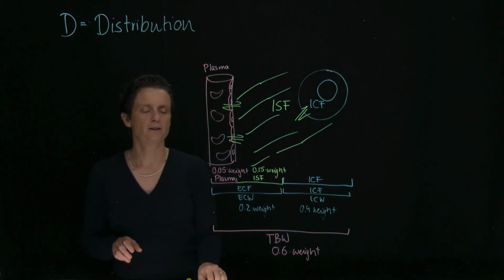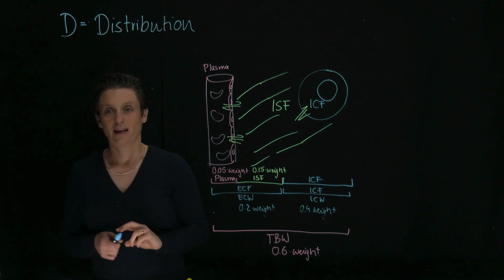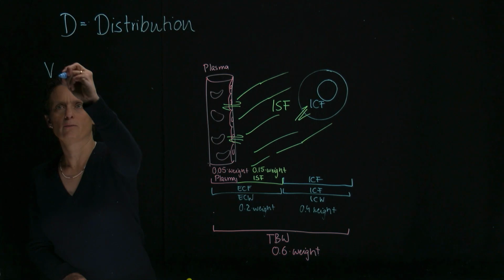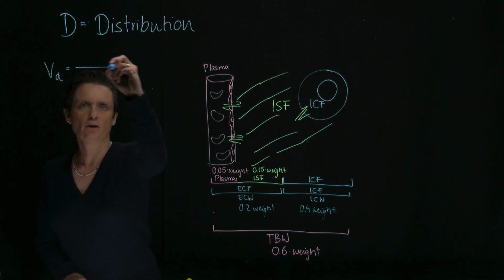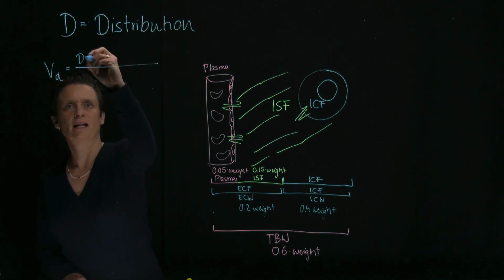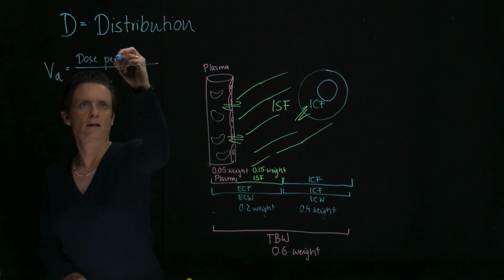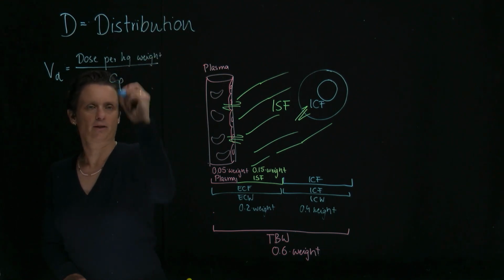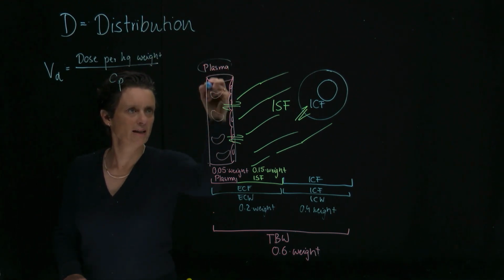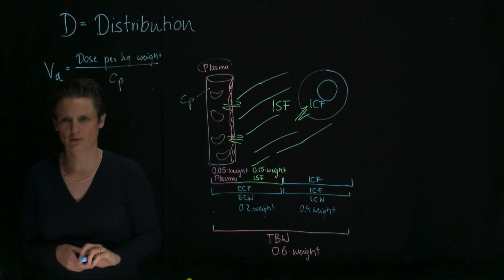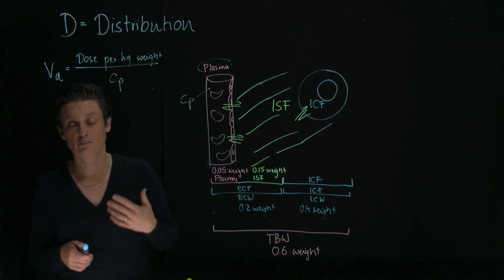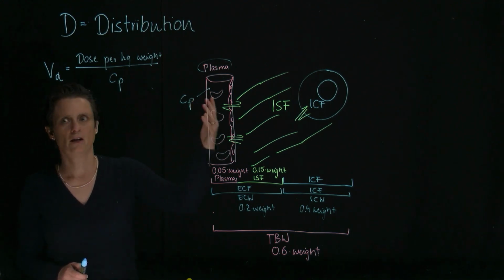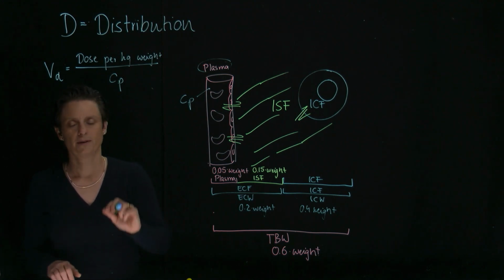Okay, so let's follow the drug and think about a key parameter that determines the distribution, which is the volume of distribution. And the volume of distribution is defined as the dose per kilogram weight divided by the plasma concentration. So that's what we measure here in the plasma, Cp, plasma concentration. And you're going to have to be able to interpret a volume of distribution of the drug and figure out what it means, where did the drug go?